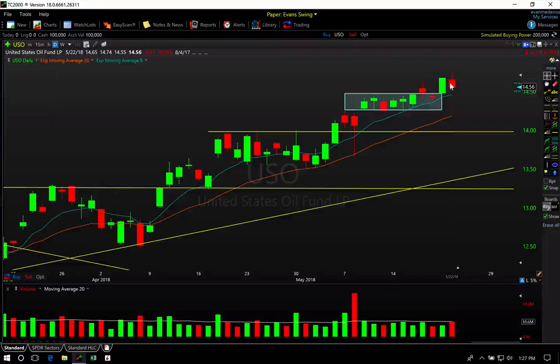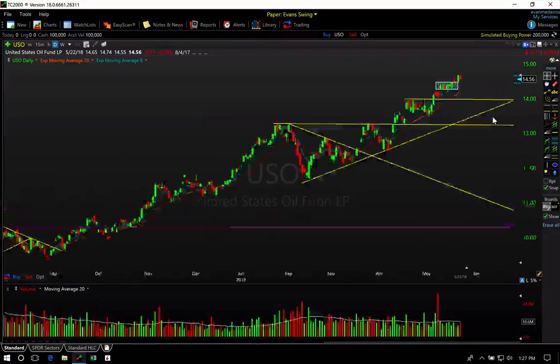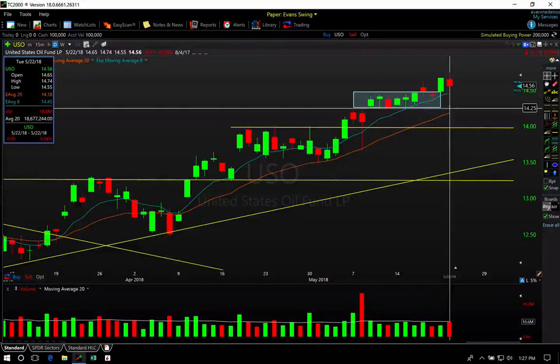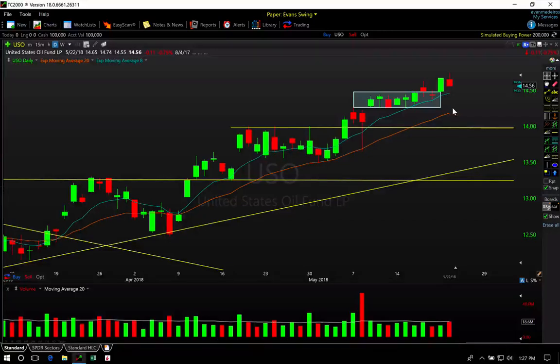Yesterday failed to add to those gains and reversed a bit. So oil maybe today marks some type of multi-day pullback that we'll see here, maybe back to the lower end of this range, down around 14.25. It's had a tremendous run. We've talked about it. The trend has persisted, though. We haven't seen any violent trend breaks.